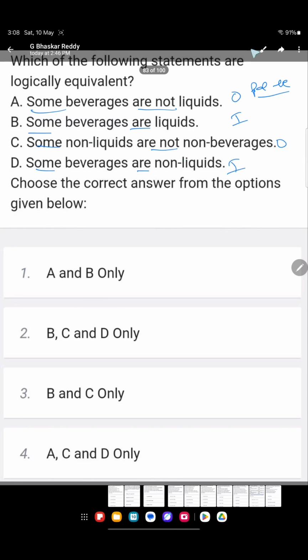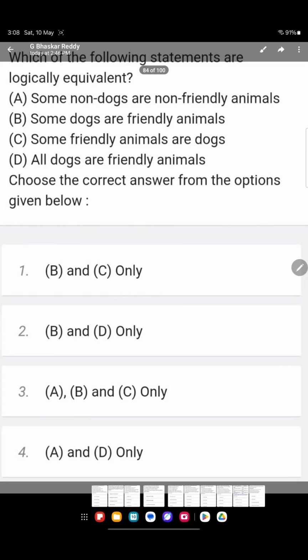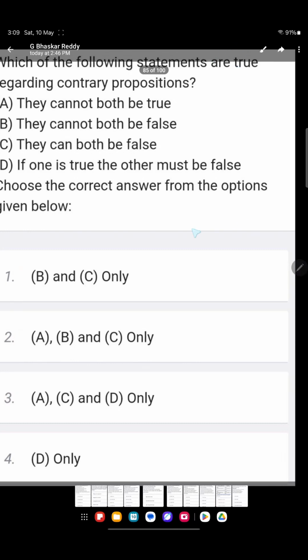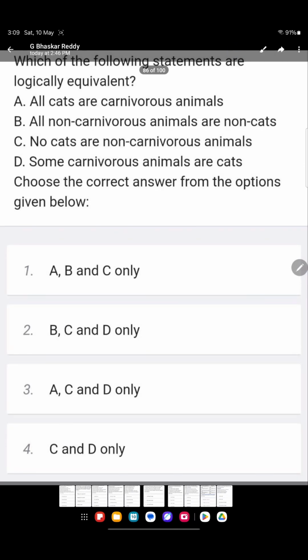So these are how we identify the categorical proposition. Some or is there, I. All or is there, A. Are you getting? So come with me now, do it faster like I do.